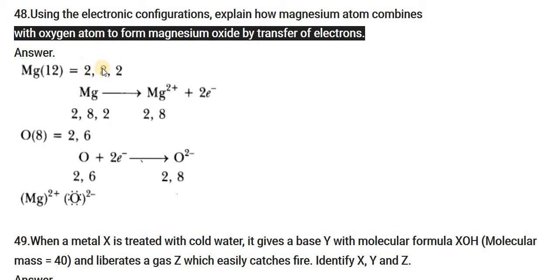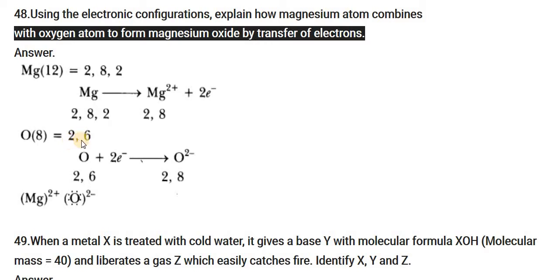So for stabilization, it loses the 2 electrons from its outer orbit and gets a +2 charge. Here you can see Mg with configuration 2, 8, 2, but when it donates these 2 electrons, it becomes Mg2+ with the 2, 8 configuration. And these 2 electrons will be accepted by oxygen. Why? Because the atomic number of oxygen is 8.